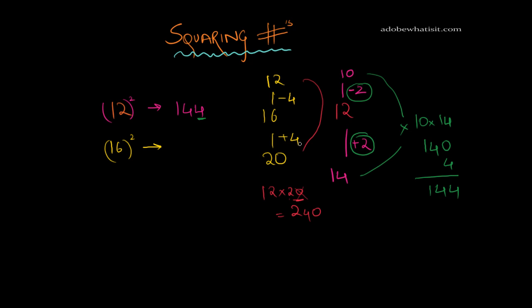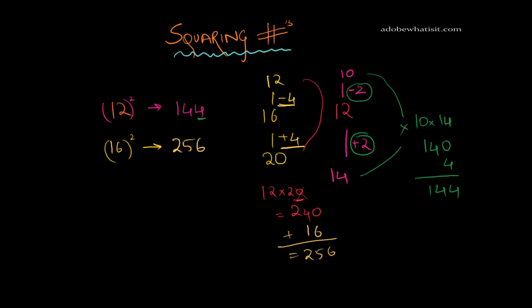But are we done yet? No, because we still have to square the distance. Even if you square this, negative times negative, or negative squared, is always positive. So both of these should give you the same answer, and the answer would be 256. So 16 squared is 256.